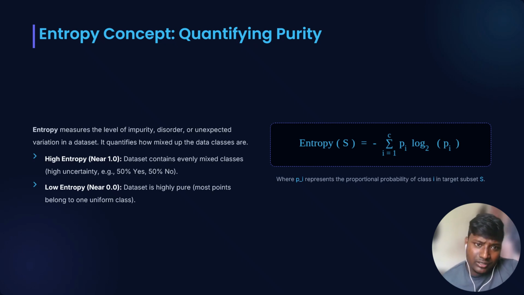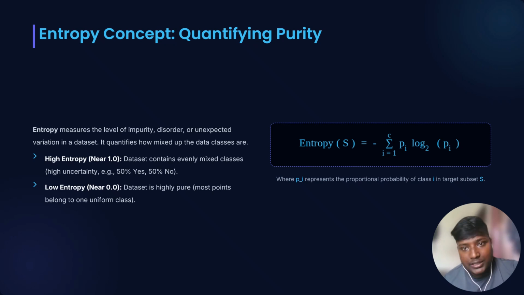Let's ground it with an analogy first. Imagine a box containing 100 balls. If 50 balls are red and 50 are blue, the box is highly disordered because there is no certainty. You have no idea which color you will pull out. The entropy is at its maximum, 1.